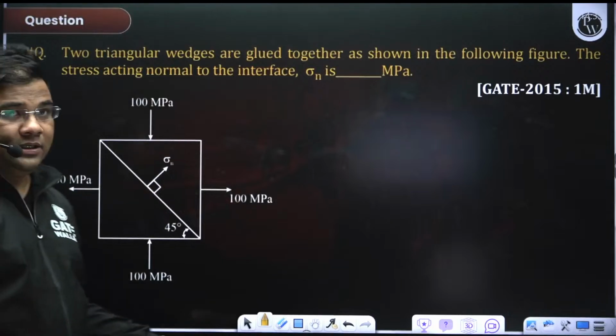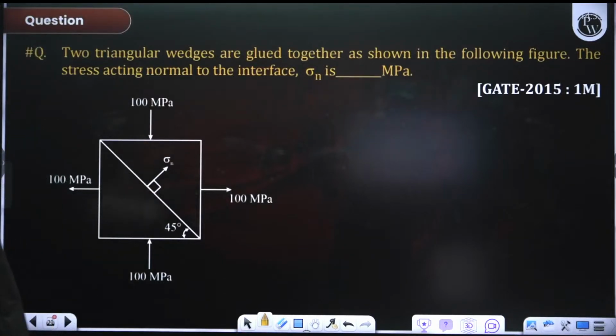Next, solve this question. Yesterday also we saw this formula of stress transformation. So please solve this question.